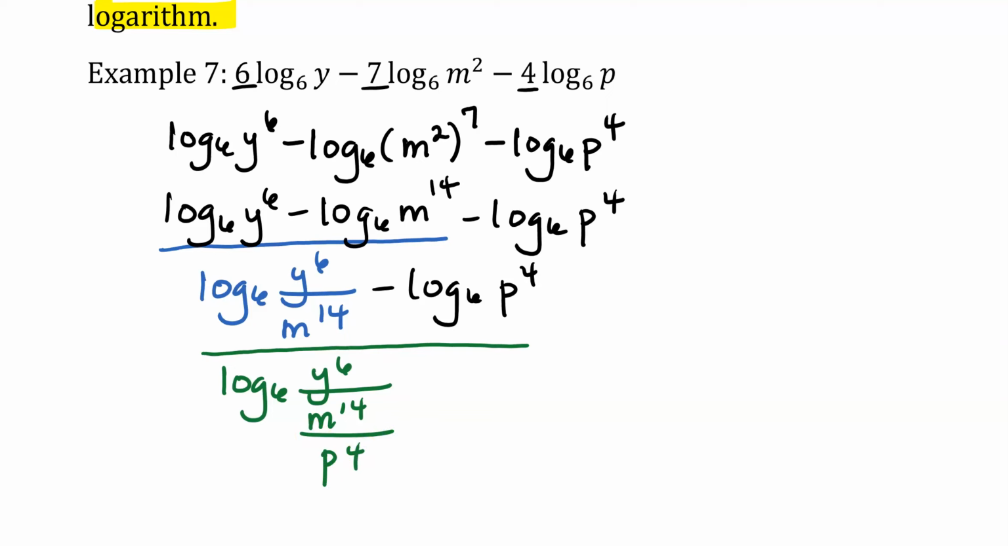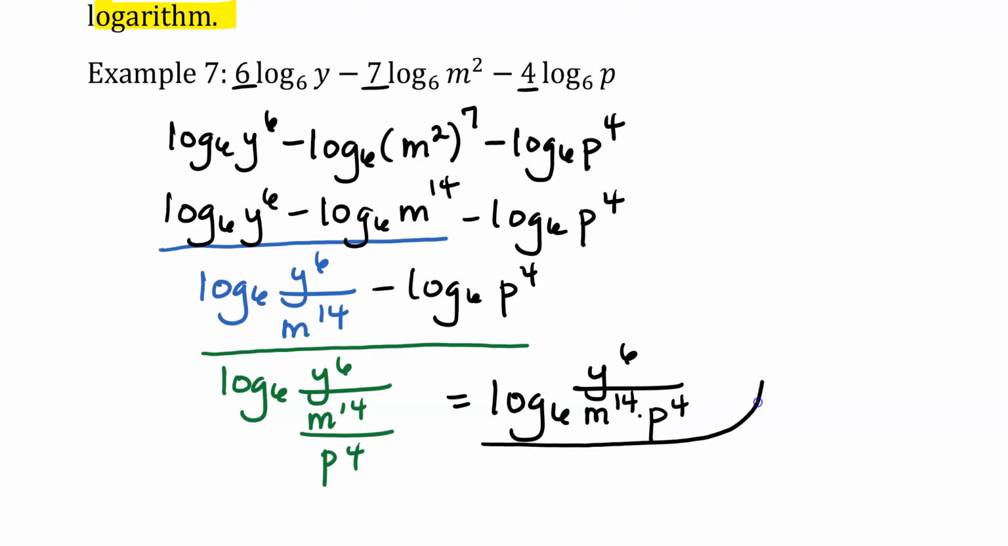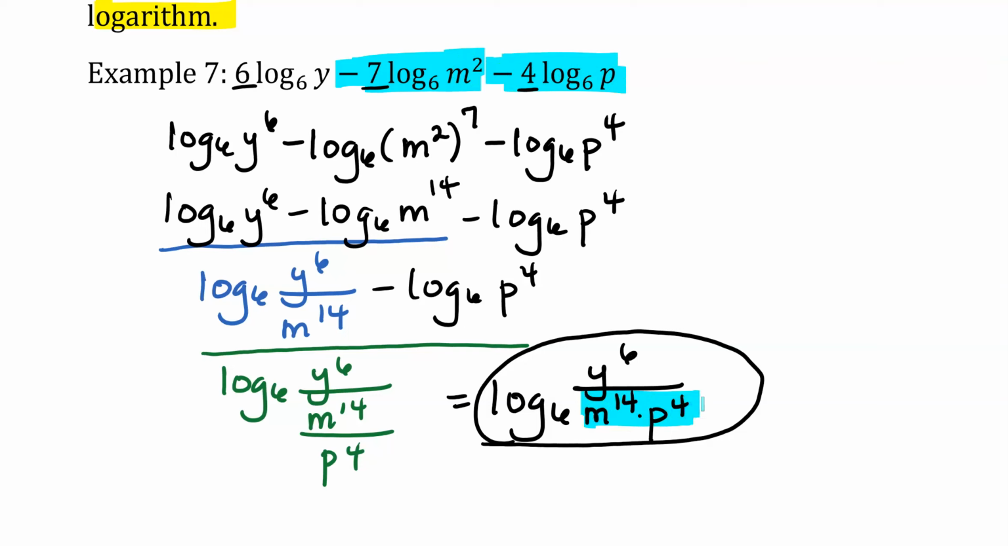But you should not leave your answer like that with multiple fractions on the inside of that. We know that we divide fractions by multiplying by the reciprocal. So the p to the 4th will end up in the denominator with the m to the 14th. And that is our single condensed logarithm. Again, you'll notice that what was being subtracted was the 7 log base 6 of m squared and the 4 log base 6 of p. Everything we got from those logarithms ended up in the denominator.